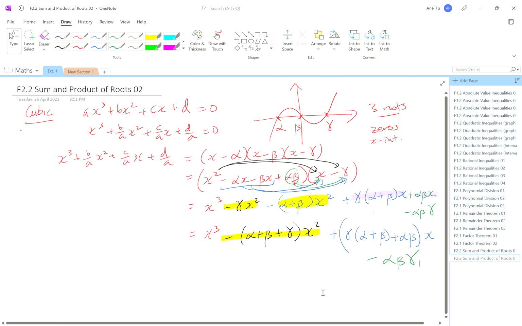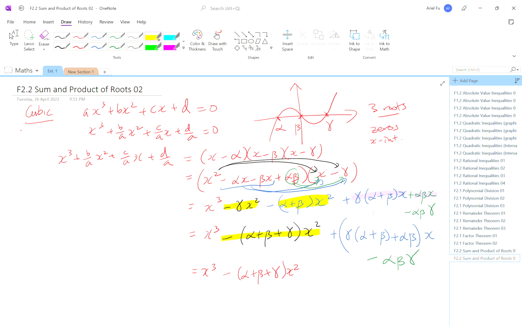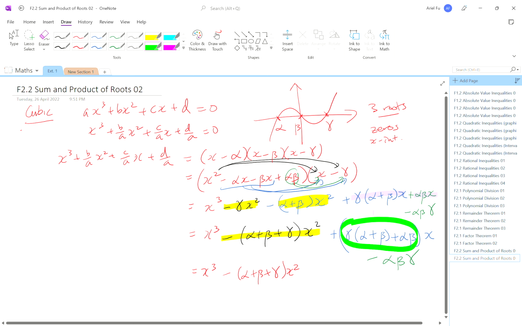Let's simplify this now. This one is x cubed, this one is minus alpha plus beta plus gamma, x squared, and this part can be simplified a little bit: plus bracket alpha gamma plus beta gamma plus alpha beta, times x, finally minus alpha beta gamma. That one came down to this.